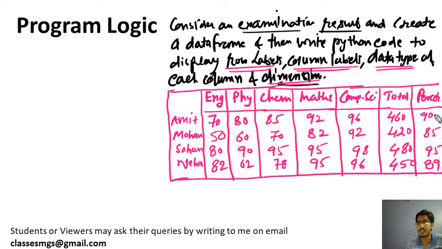Let's suppose percentage is shown as, say, 94.52, or something like that. Now this is a data frame.